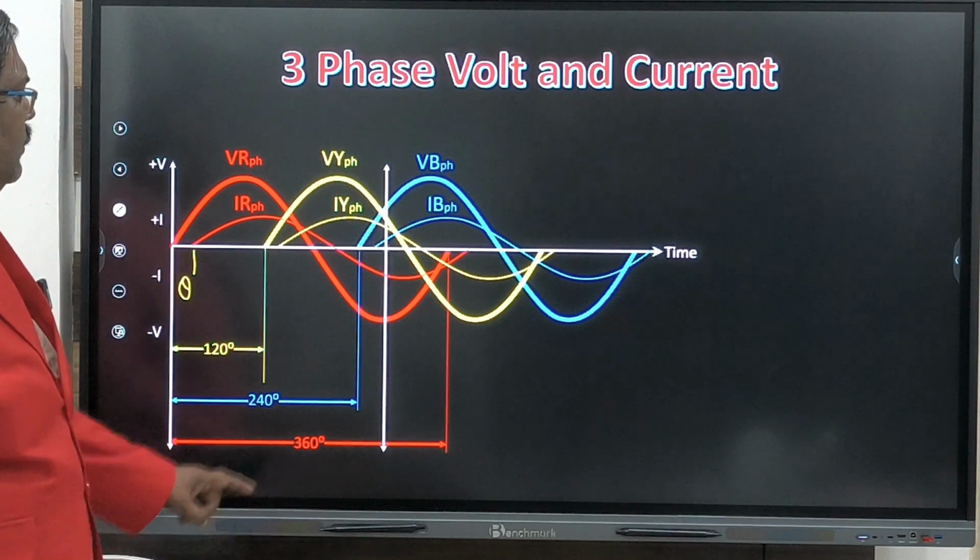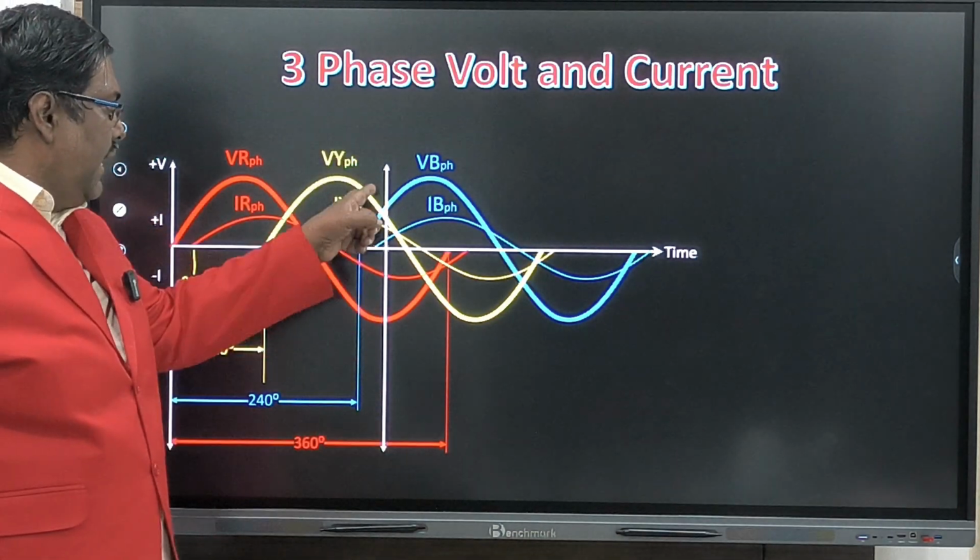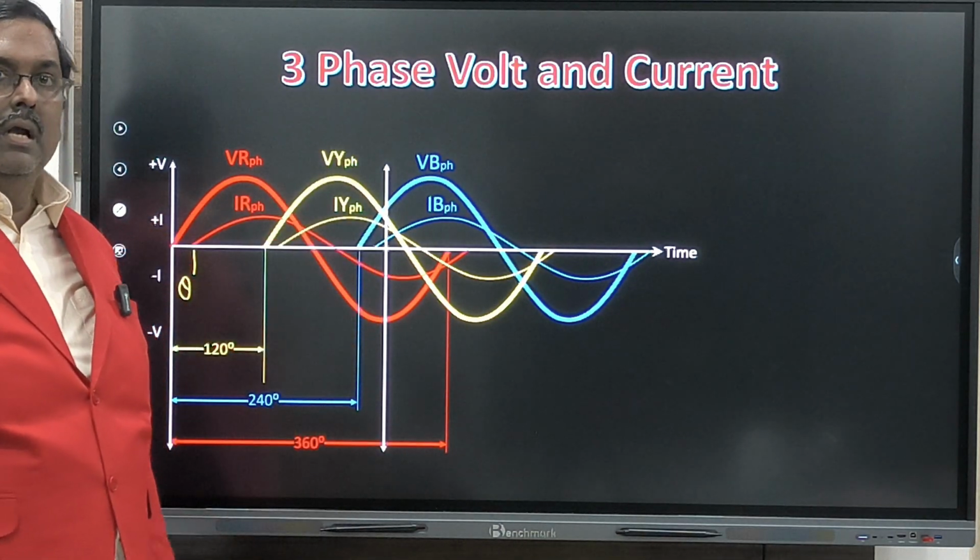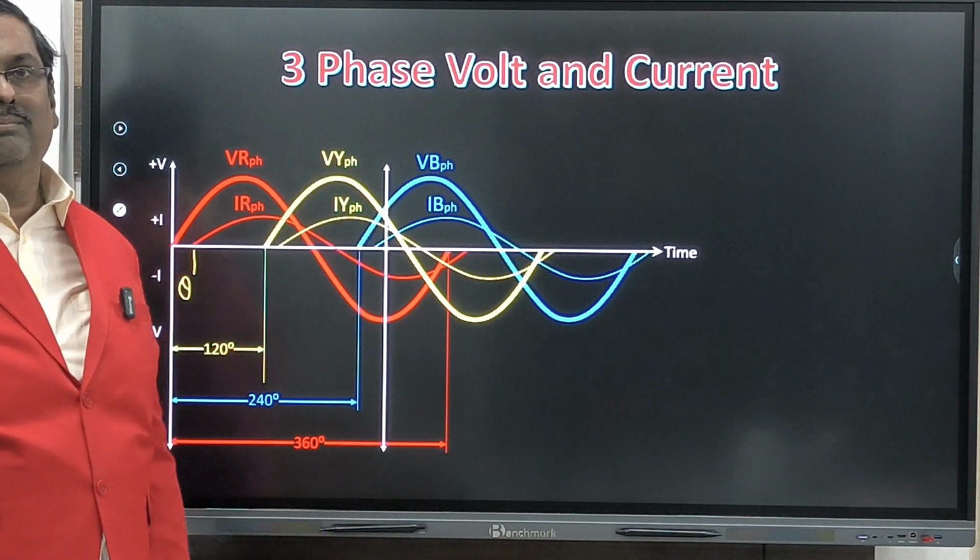Okay, so now I am going to take one position and I am adding all the voltages, or I am adding all the currents.